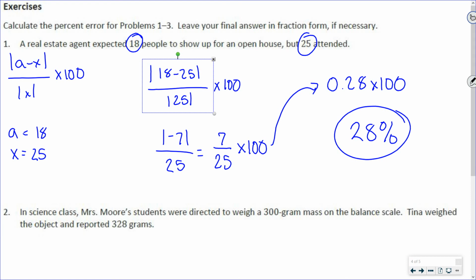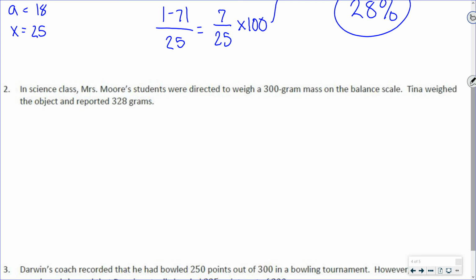Part 2, or number 2. In science class, Mrs. Moore's students were directed to weigh a 300-gram mass on the balance scale. Tina weighed the object and reported 328 grams. Okay, so again, we need to use our percent error formula. A minus X, the absolute value of that, over the absolute value of X, times 100. What is A and what is X? Okay, A is what the measured value is.